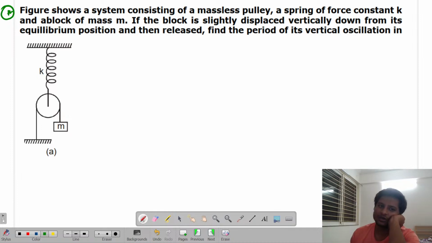Think. It says the figure shows a massless pulley, already mentioned, a spring of force constant k, and a block of mass m. If the block is slightly displaced vertically down from its equilibrium position and then released, find the period of its vertical oscillation. Is that clear or not?